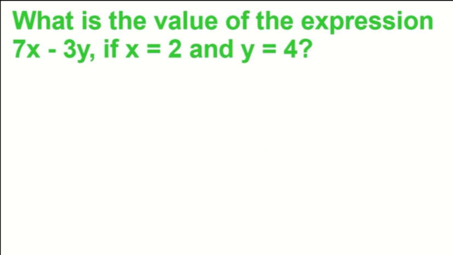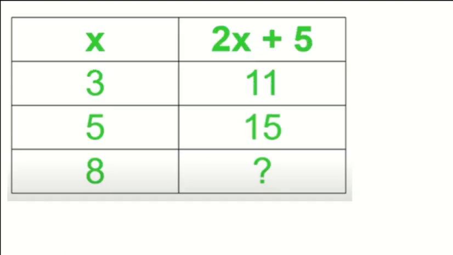Saw a lot more right answers written down. We need to find the missing number. So we're trying to find the missing number from the table there. It gives you the function 2x plus 5. So who could tell me the correct answer?